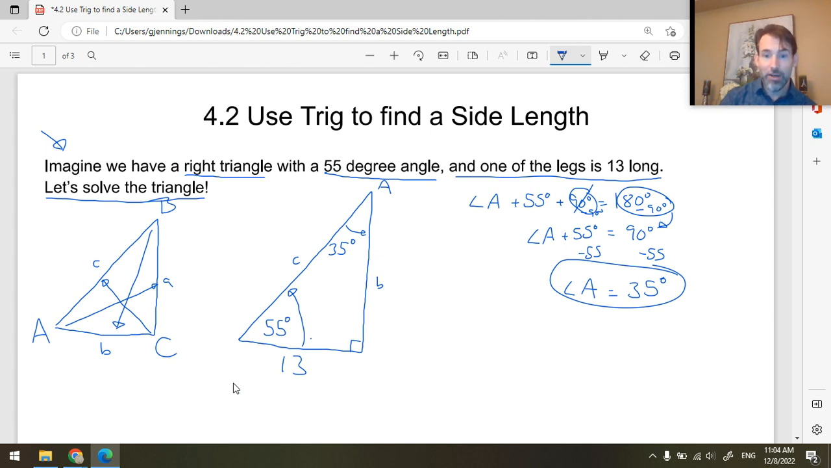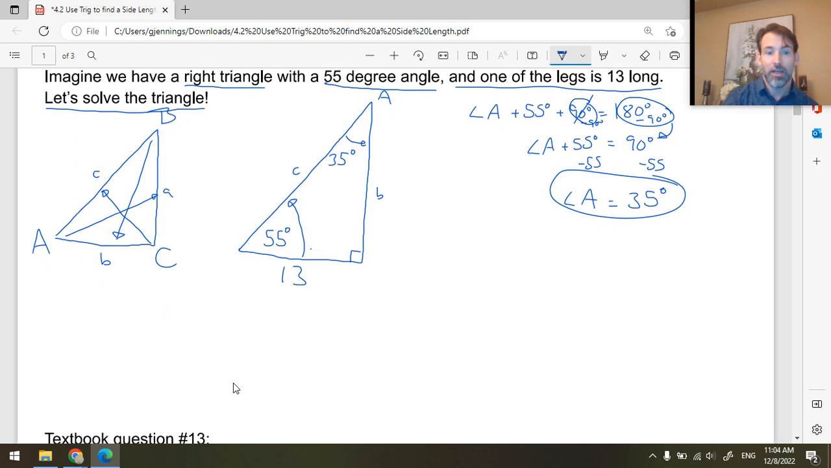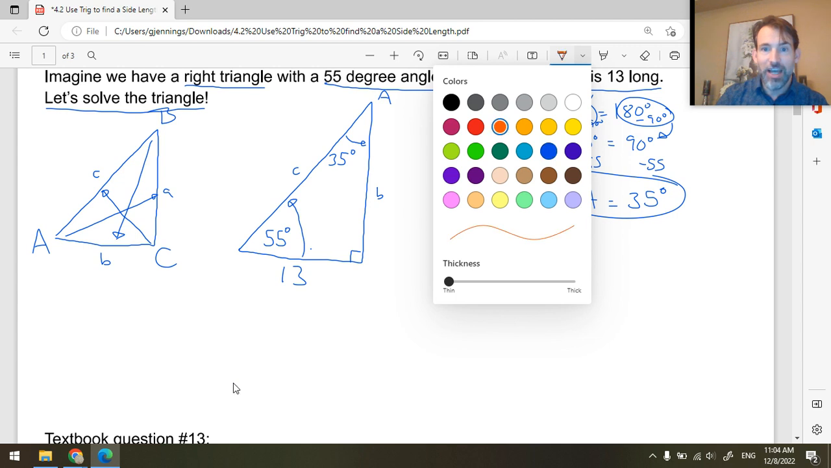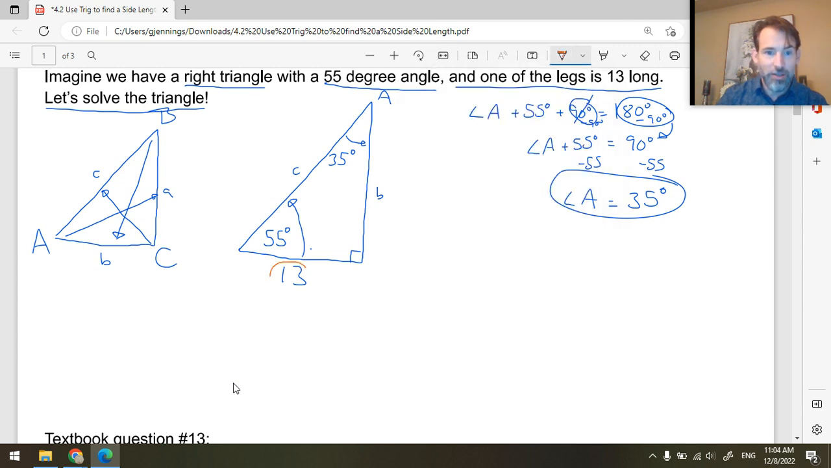Okay, and then we're going to be able to use trigonometry to solve for those sides. So what we're going to do is we notice that this side down here, which is adjacent to the angle that we drew, is known. So we can use cosine of 55 degrees, which would be a ratio of the adjacent side and the hypotenuse.